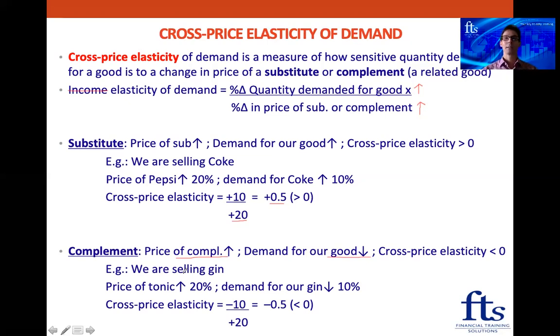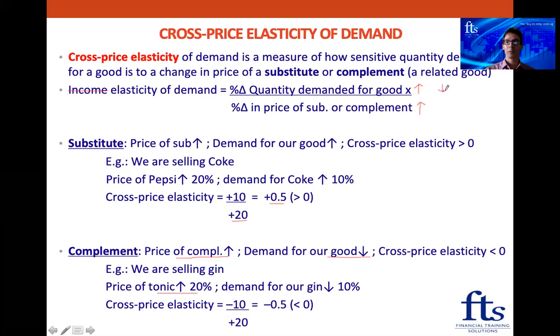Let's say we sell now something more interesting than Coke. Let's rather sell gin. Isn't that a much better idea? So now let's say tonic is a complement with gin because they go well together. Gin and tonic goes very well together. I'm sure we all know that. Right. So as the price of tonic goes up, that's a complement for gin. The demand for our gin goes down. So the price of the complement has gone up here. Now the demand for our good, the gin, has gone down over there in the numerator.